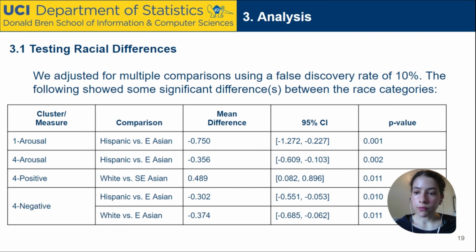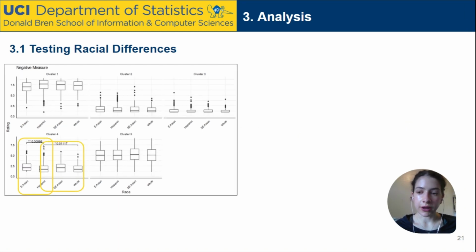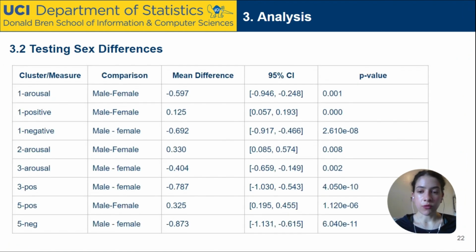We can further see these visualized in box plots, showing the different measures and for which cluster there was a difference between race groups. The first one, circled in yellow here, outlines that the 1-arousal, or cluster 1 average arousal score, difference was significant, implying that Hispanic versus East Asian had differences in their average negative cluster arousal scores. This was for the first 2 measures, and we can also see the third measure here, negative, also had some differences.